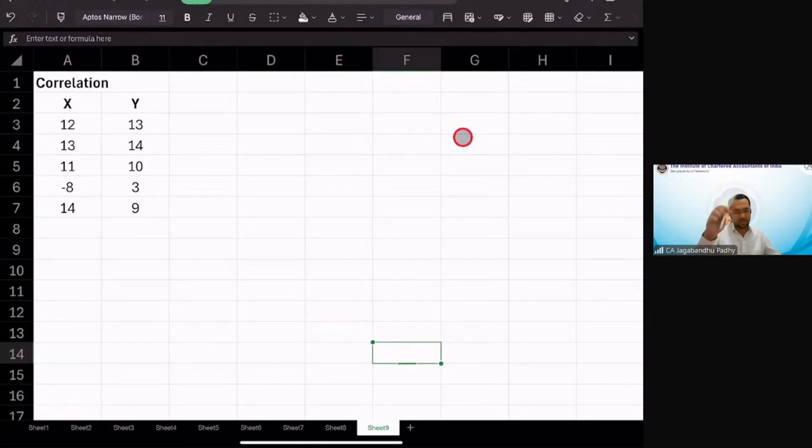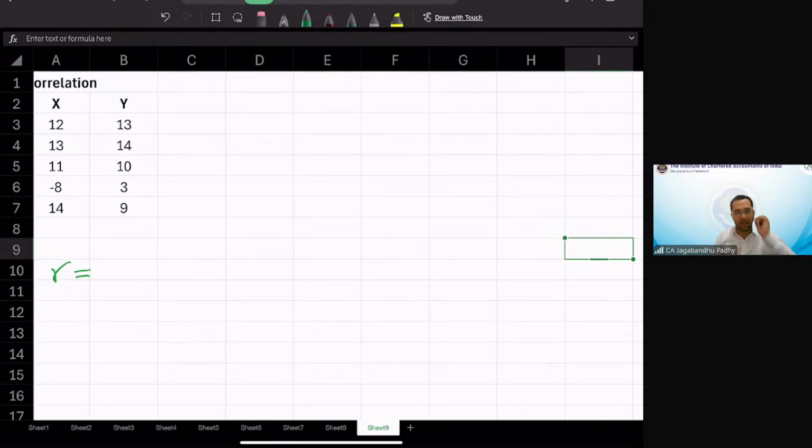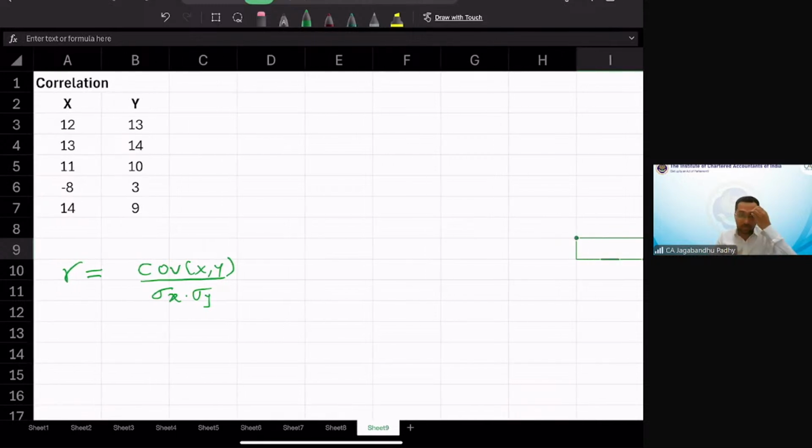For that, let me write a formula for the correlation here, guys. Correlation is computed in the case of historical data like this. Correlation is computed as covariance between x and y upon standard deviation of x and standard deviation of y. So we have to dive deep into some statistics to understand the portfolio numbers.